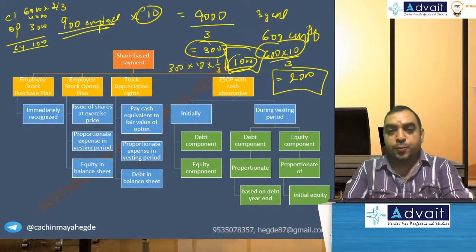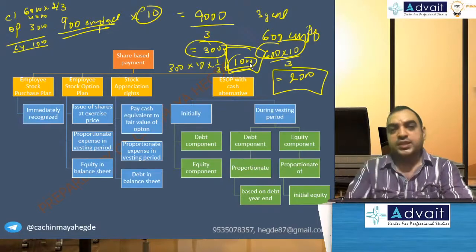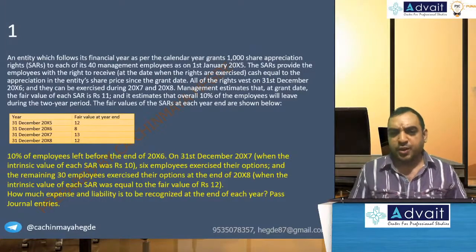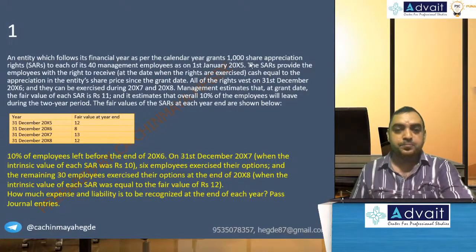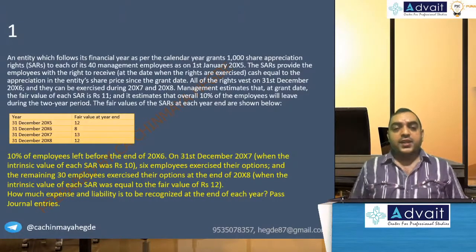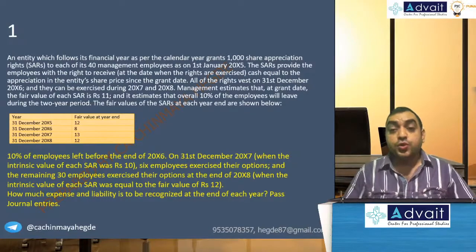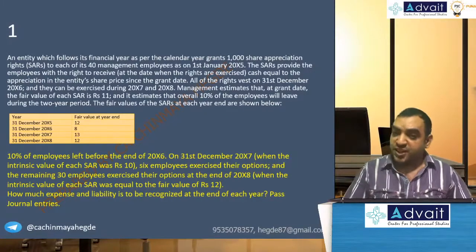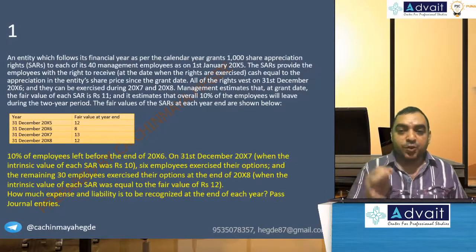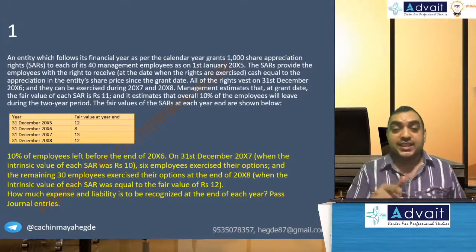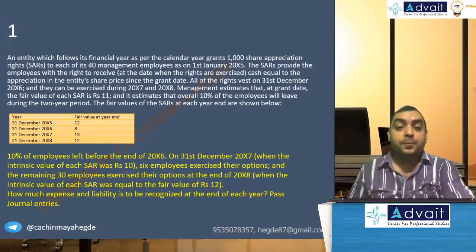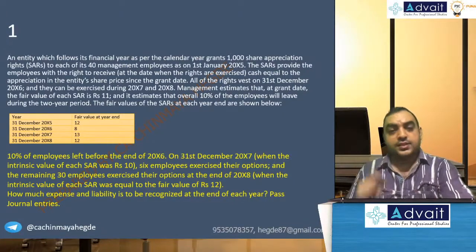Okay, now let us go for the problem. Along with the problem, let us also discuss the format. Fine. So I'm taking a problem which is a recent RTP MTP question, so we can do it based on that. An entity which follows financial year end as per the calendar year grants 1000 share appreciation rights to each of 40 management employees on 1st January 2005. The SAR provides the employee with the right to receive, at the date when the rights are exercised, cash equal to the appreciation in the entity's share price since the grant date.